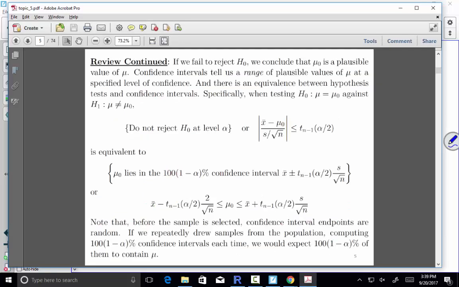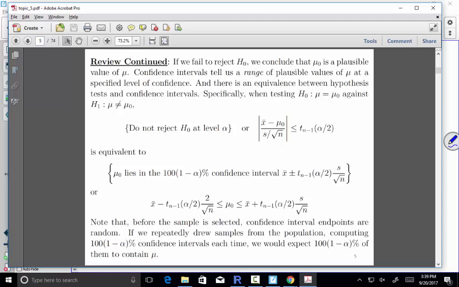So the equivalence is, to do inference on mu, you could compute a p-value and ask if it's less than alpha. If so, reject the null. That's equivalent to computing a 95% confidence interval and asking whether mu0 is contained in there. And if not, you reject the null. In either case, you have the same strength of evidence.